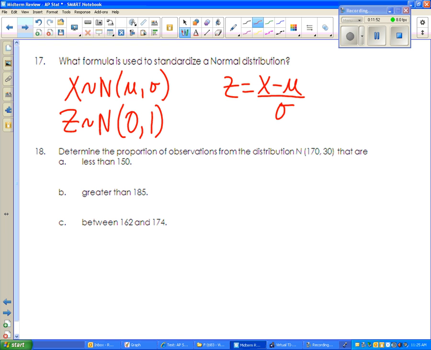On your AP exam, it's going to be very important that you show all three notations. You want to make sure you write the probability in terms of X, in terms of Z, and then actually give the probability or the proportion or the area under the curve.